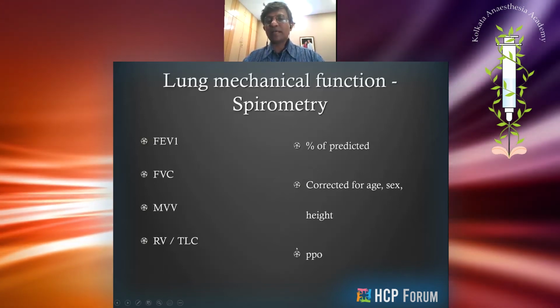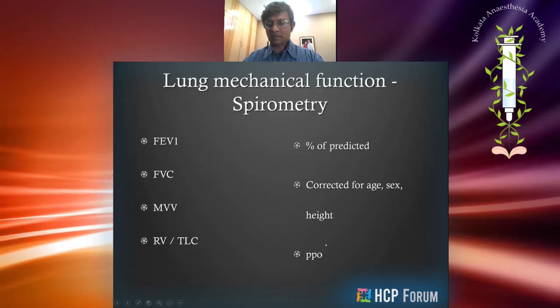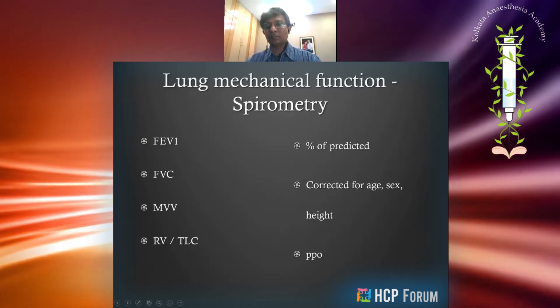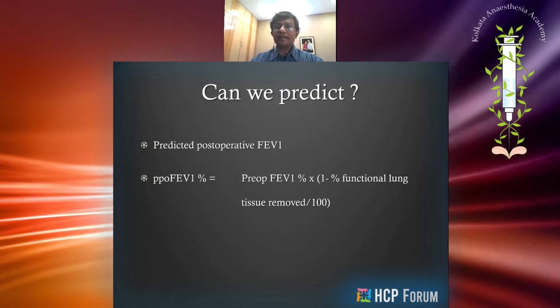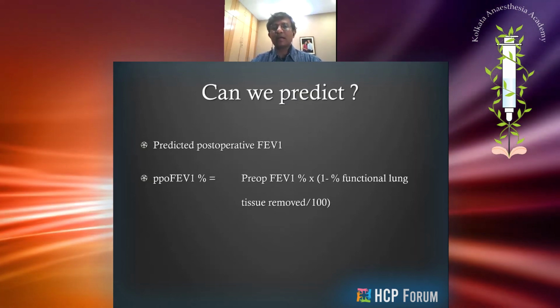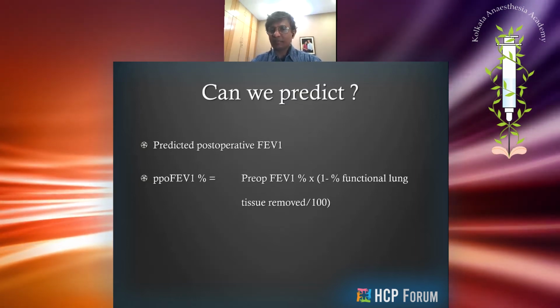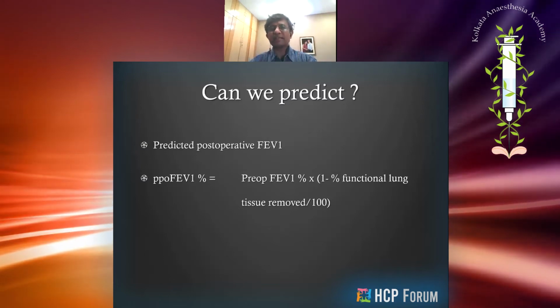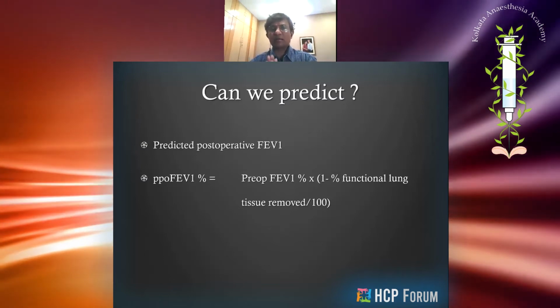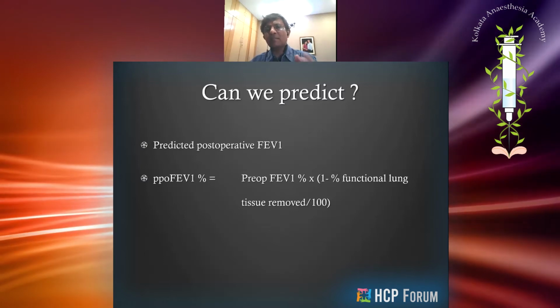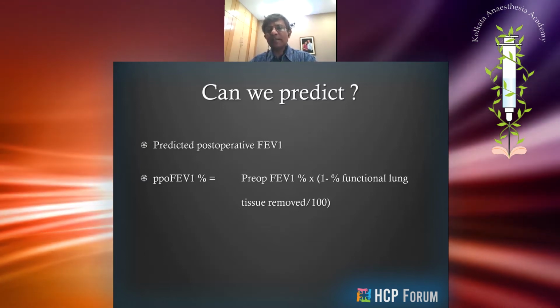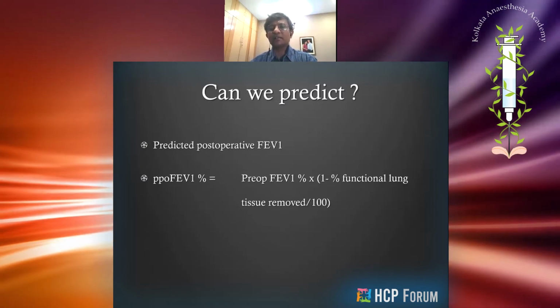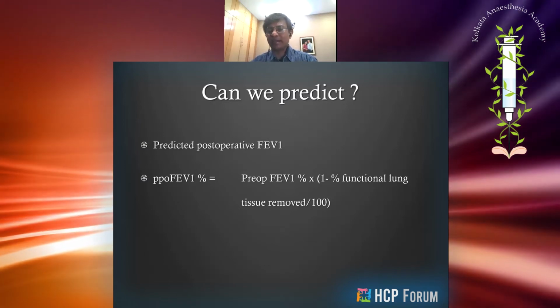And we will come to that as we go through the discussion on this topic. So the predicted postoperative value is nothing but the preoperative value of whatever function you are looking at. Let us look at the FEV1 percentage. It is preoperative times 1 minus the functional lung that is going to be removed, divided by 100.